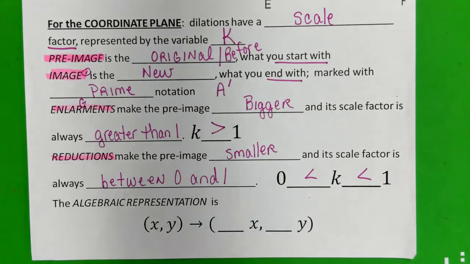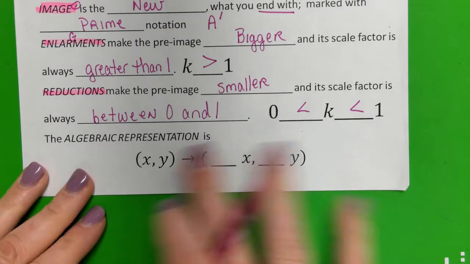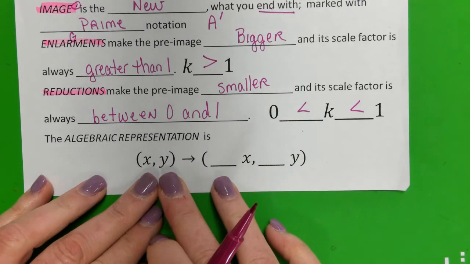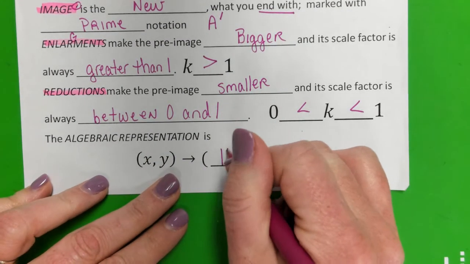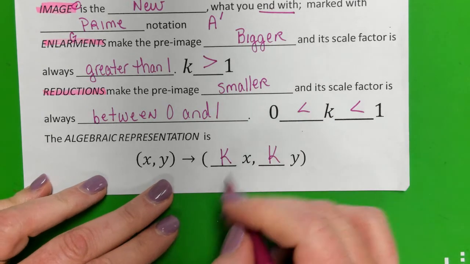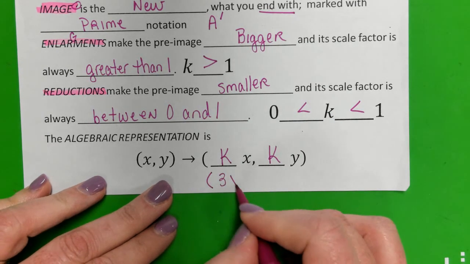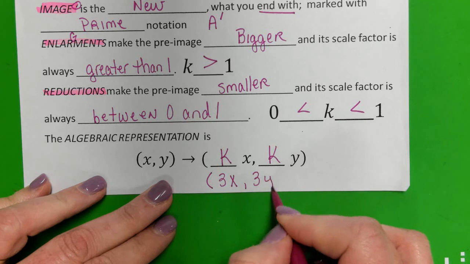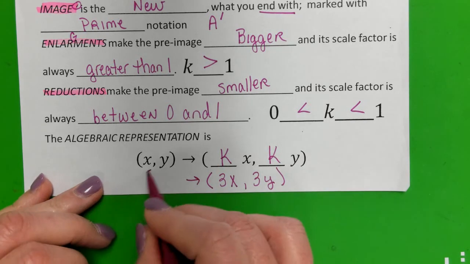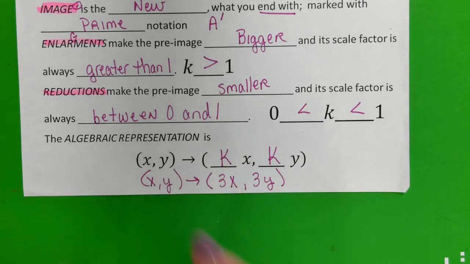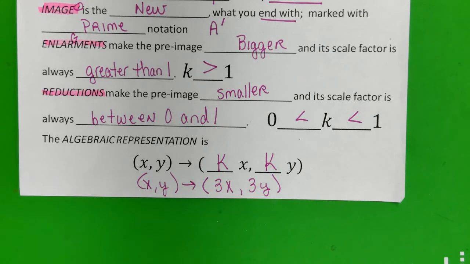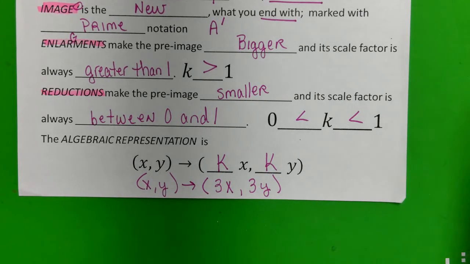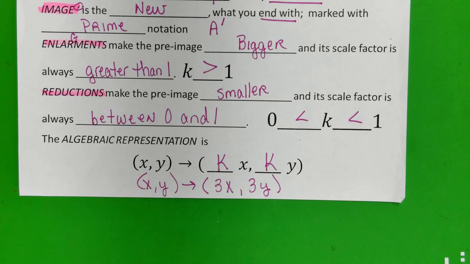Okay? And remember, the algebraic representation for dilations is (x, y) goes to (kx, ky). An example, remember that k is going to be your scale factor. That is your number. And so that's an example of what it might look like with numbers in it. Super important. Dilations, not only are they important, but they're super easy too.